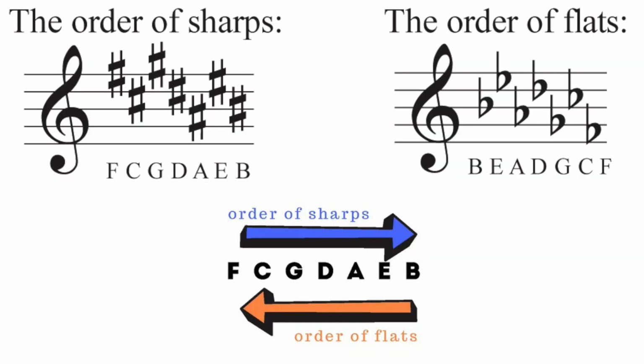I believe I also wrote on my test, Fat Cats Go Down Alleys Eating Birds, and BEADGCF, which are the abbreviations for the order of the sharps and flats. These are great shortcuts, but it wasn't until a year or so after taking music theory that all of these concepts really sunk in and were truly mastered.